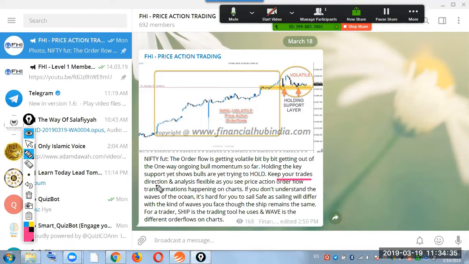Keep your trades, direction, and analysis flexible as you see price action order flow transformations happening on charts. And if you don't understand the waves of the ocean, like when you run a ship, when you are the captain of the ship, he basically drives the ship's momentum, the ship's speed, and everything. It's not like all the time the ship is going at full speed. Sometimes it's going at a slower speed. Sometimes it's going at full speed. Sometimes maybe it's stopping somewhere.